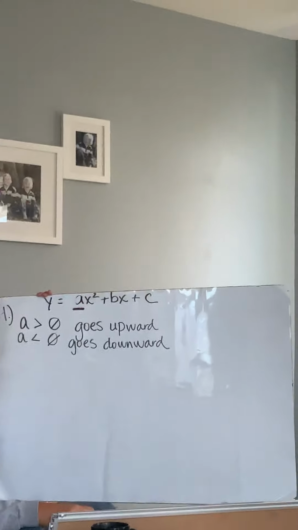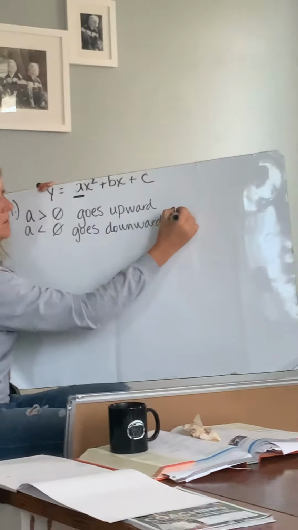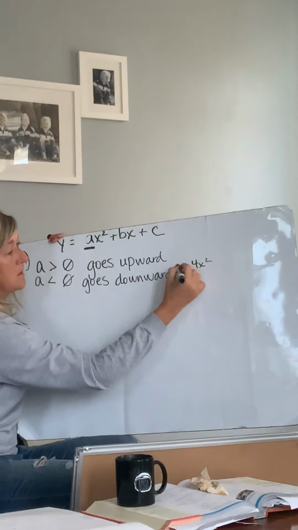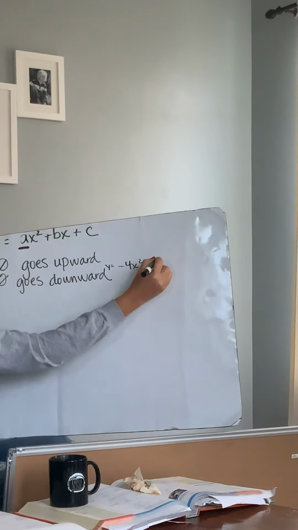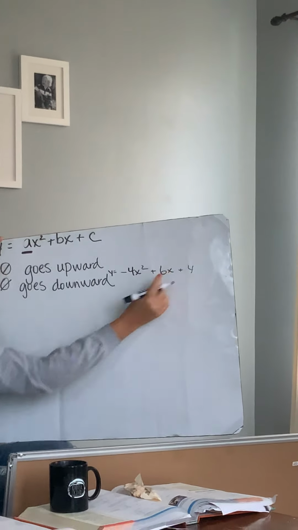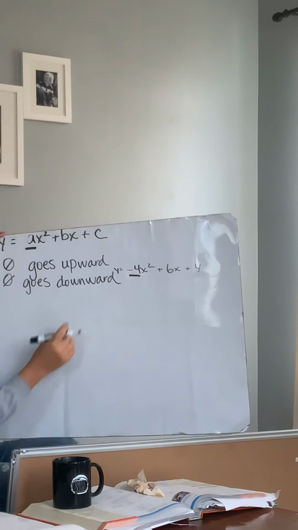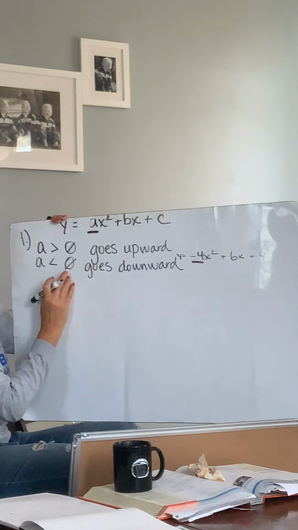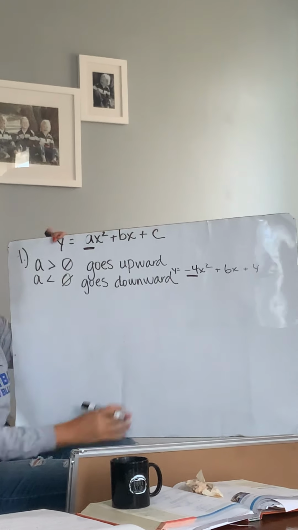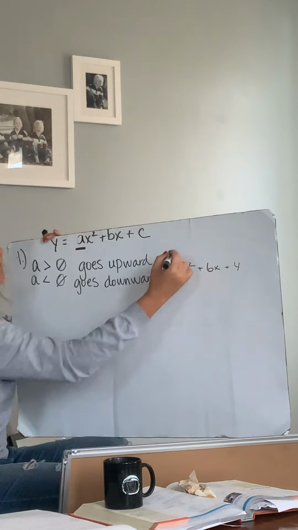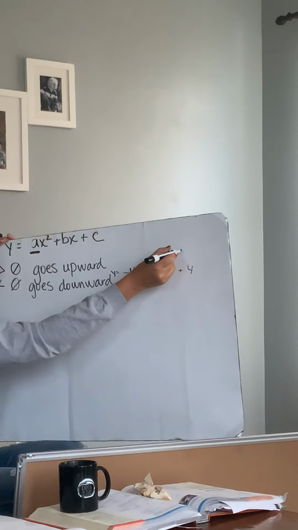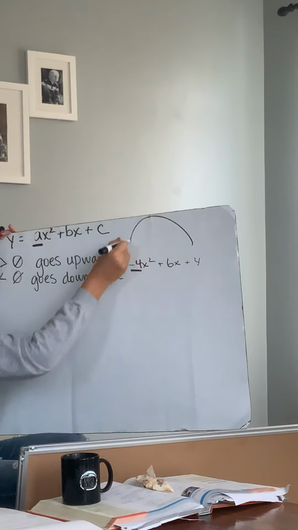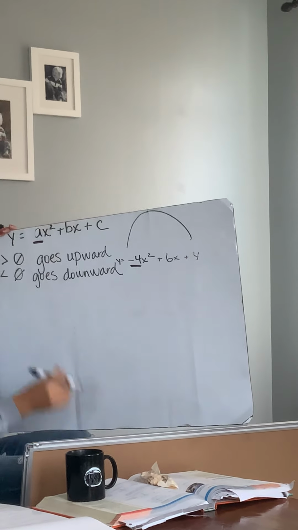So if we have negative 4x squared plus 6x plus 4, A is negative, so it's less than 0, so the graph would go downward. The shape of a parabola is like a waterfall. The water shooting out of a fountain. There you go. That's what a parabola looks like.